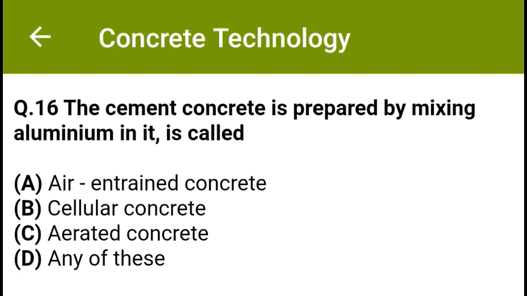The cement concrete prepared by mixing aluminium in it is called: option A, air entrained concrete, option B, cellular concrete, option C, aerated concrete, option D, any of these. The correct answer is option D, any of these.